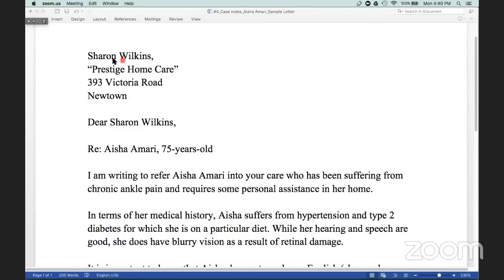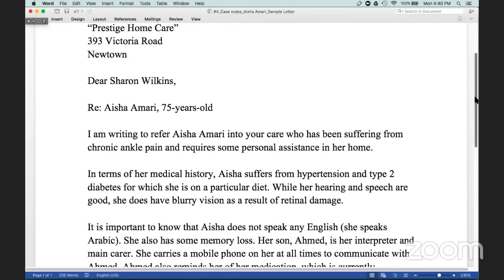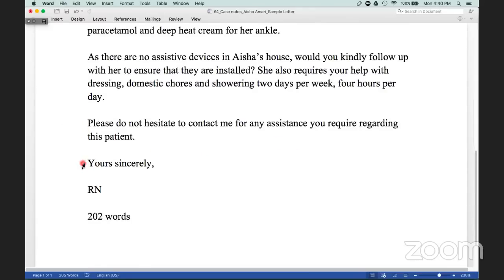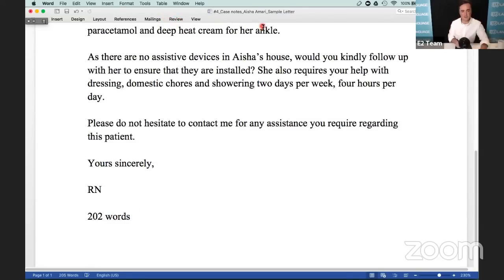So here we have the address to the recipient of the letter, the name of the medical clinic, and the address of the recipient. Dear Sharon Wilkins, full colon, Aisha Amari, comma, age of patient, opening sentence, space. You are actually graded on the layout of your letter. Paragraphs, closing sentence, space, yours sincerely, space, your name, or just RN for registered nurse. You don't need to include the word count. Follow that format for your letter. That is a perfect letter. Don't do anything else. Any other questions?